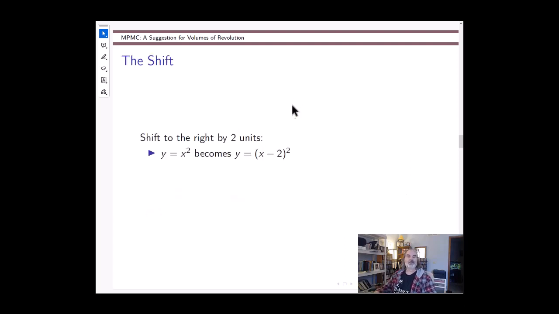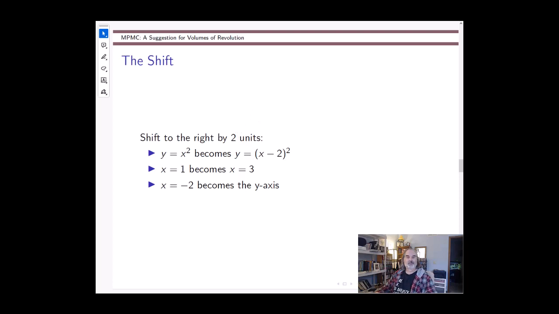So let's take those ingredients one at a time. You have to remember how to translate functions, but that's not too bad if you're in Calc 2. Shift to the right by 2 units. y equals x squared, moved by 2 units, becomes y equals (x minus 2) squared. The boundary at x equals 1 becomes x equals 3. And x equals -2, this is the point of the problem, shifted to the right becomes the y-axis.